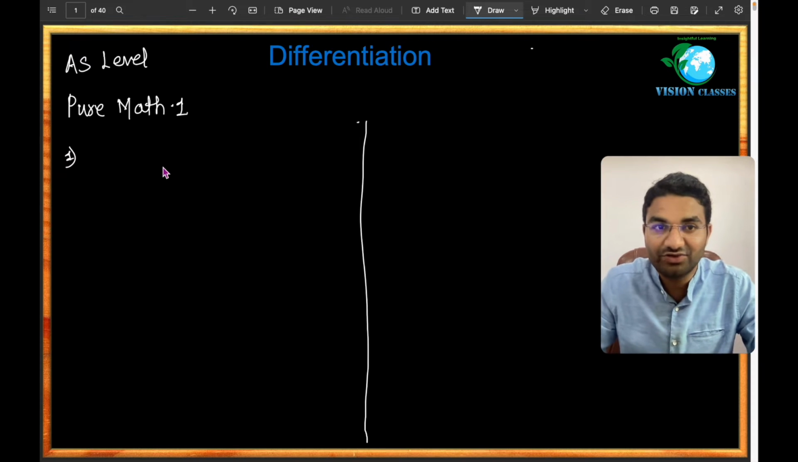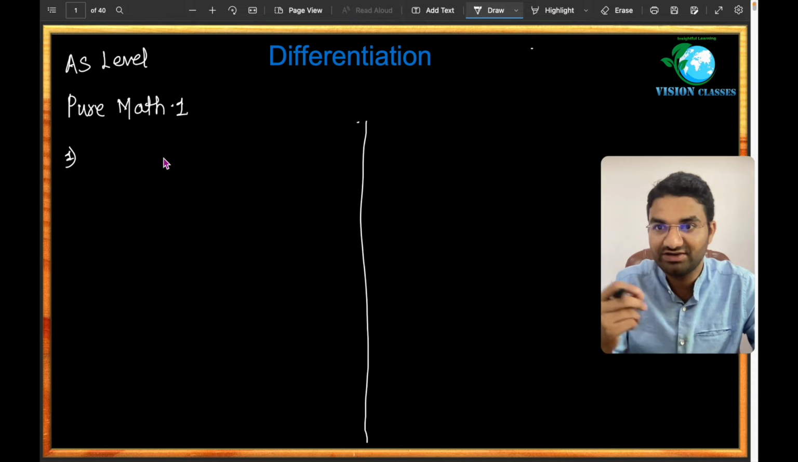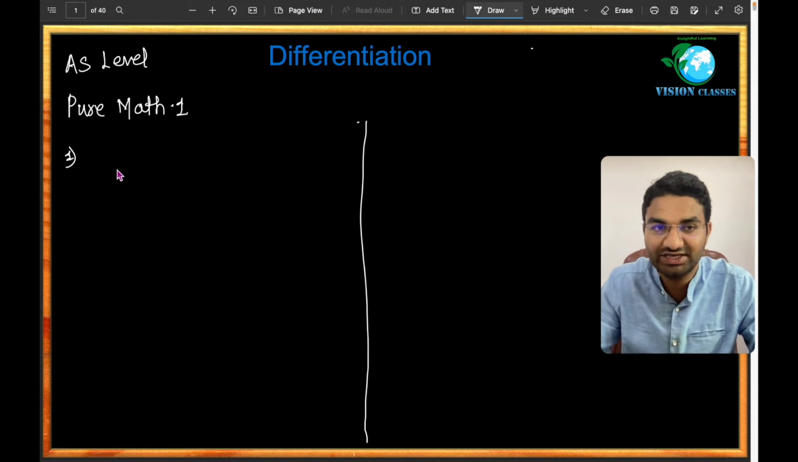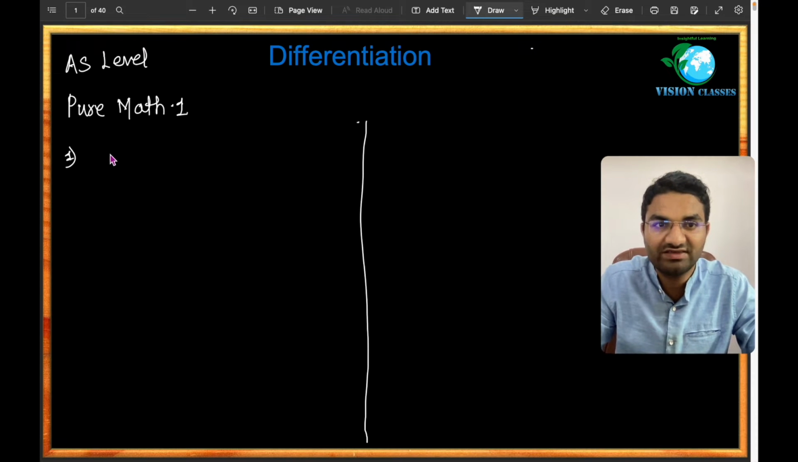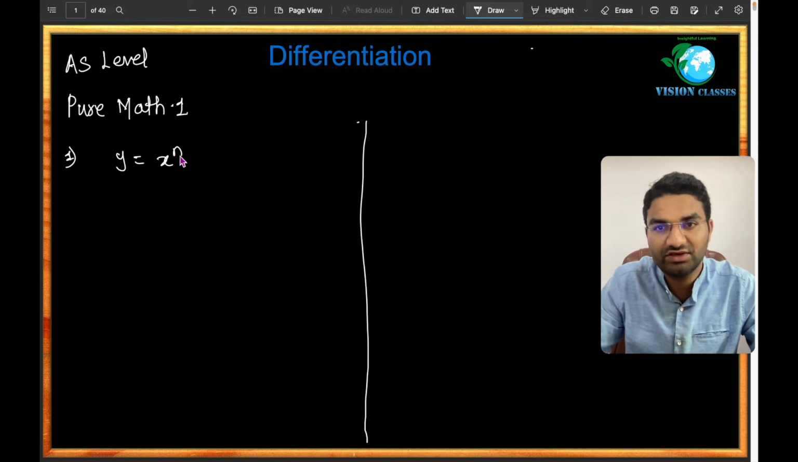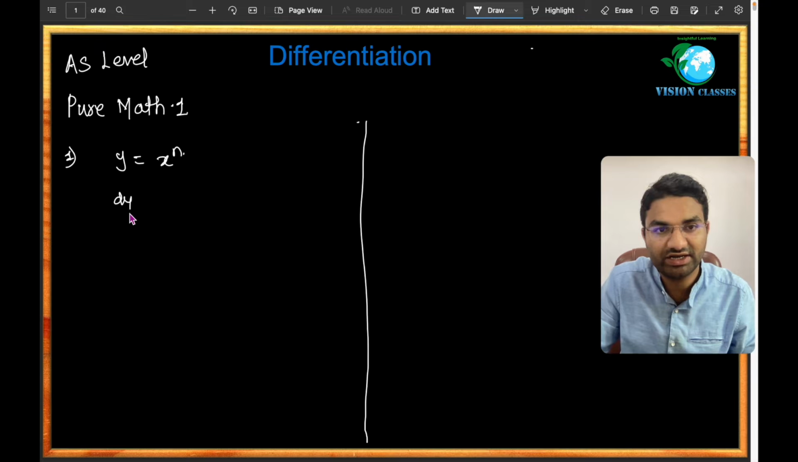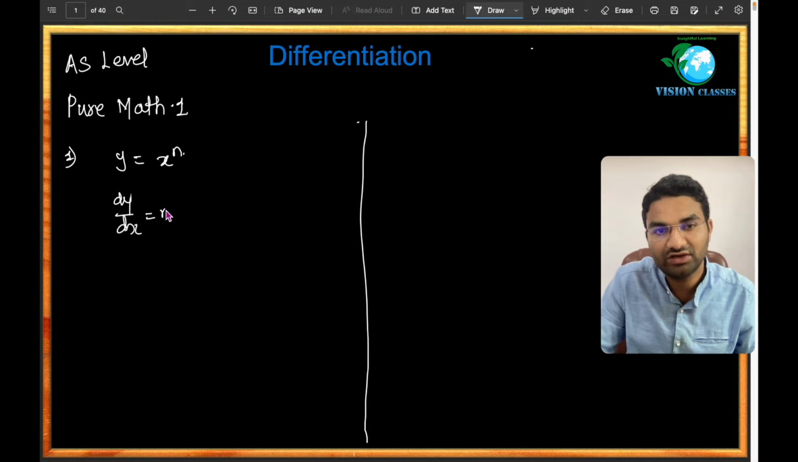So we'll straight away move on to some of the concepts of differentiation here. First is y is equal to x raised to n. How to differentiate this one? Here you just have to take dy by dx is equal to n x raised to n minus 1.